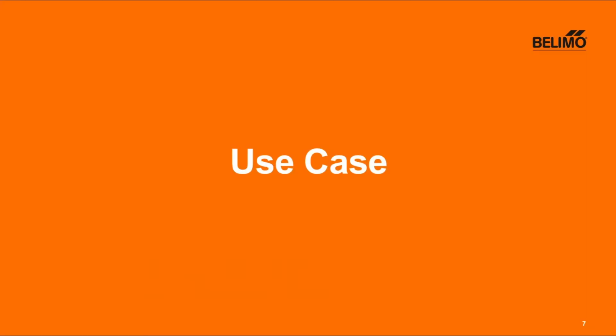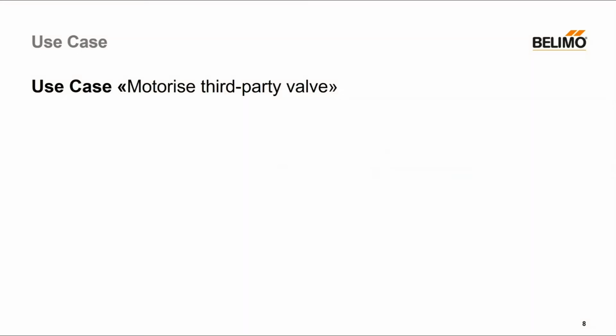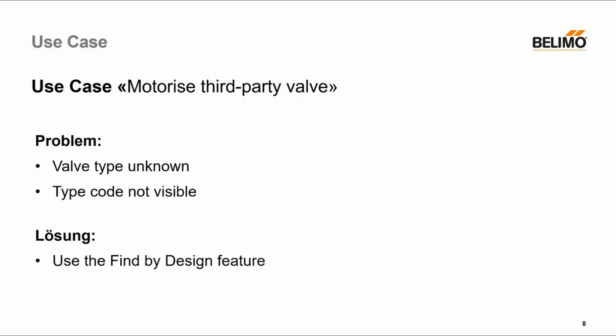To give you a better idea of how the Find by Design feature is used, I have prepared a short use case. We have a third-party valve on which we want to mount the Belimo actuator. The valve type is unknown and the type plate is not readable. This is where the Find by Design feature comes into play. We find the right actuator based on the dimensions of the valve.